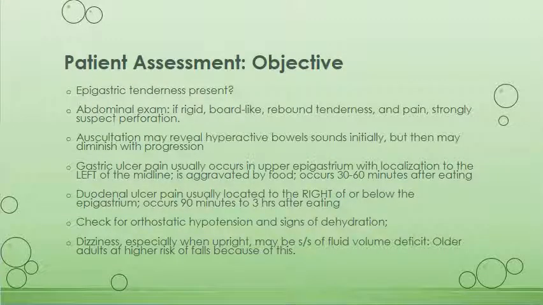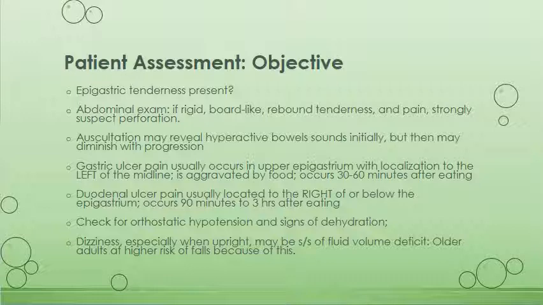Moving into the objective assessment, what is the physical exam that you're going to do on these patients? Of course, let's talk about the epigastric tenderness. Is it present, and have the patient show you exactly where. When doing your abdominal exam, as we've mentioned before, start out gentle and then get a little more firm. Is the abdomen rigid, board-like? Is there rebound tenderness? Do they do okay when you push down, but when you let go, it hurts? What kind of pain is it? Strongly suspect perforation if these symptoms are present.